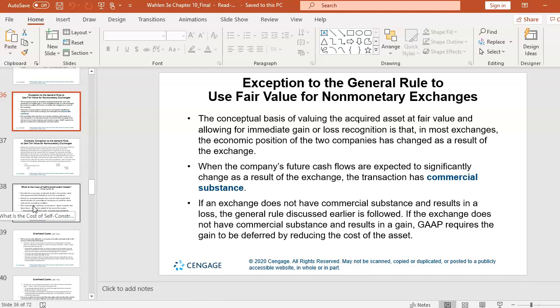And then, as long as we're still talking about non-monetary exchanges, there's an exception to the general rule to use fair value for non-monetary exchanges. I think the biggest thing here is this middle slide: when the company's future cash flows are expected to significantly change as a result of the exchange, it has commercial substance. So if this exchange will change my cash flows significantly, then it has commercial substance. If an exchange does not have commercial substance and results in a loss, the general rule discussed earlier is followed. If the exchange does not have commercial substance and results in a gain, GAAP requires the gain to be deferred by reducing the cost of the asset.